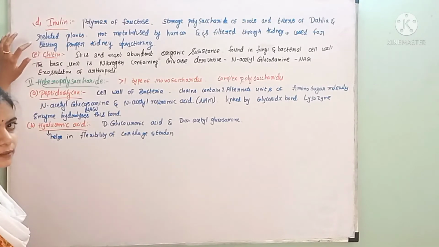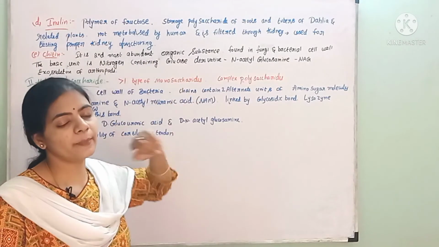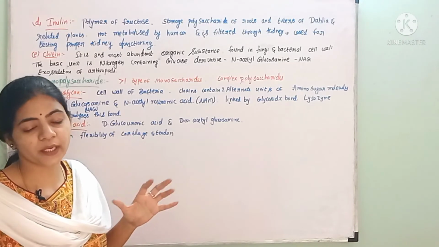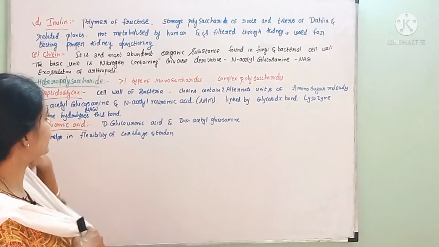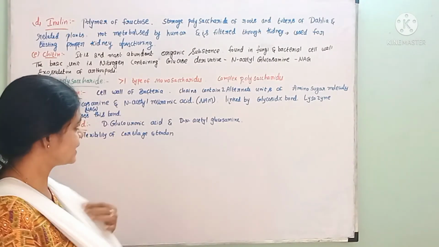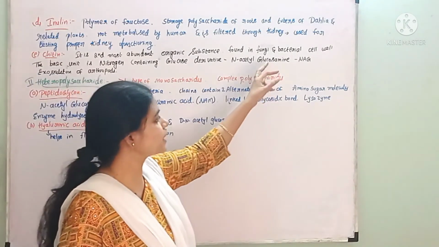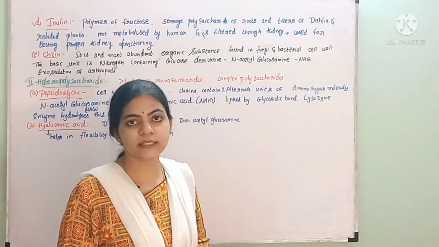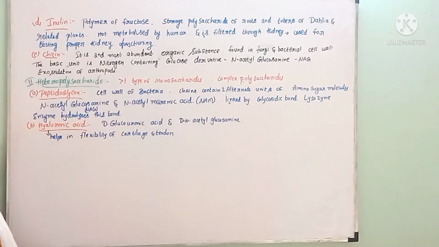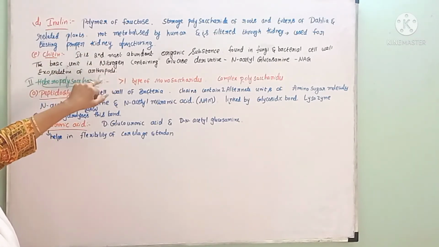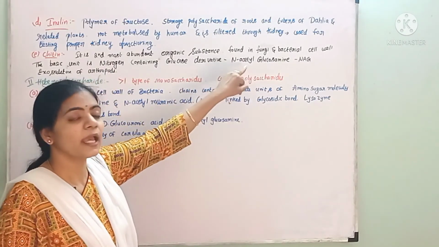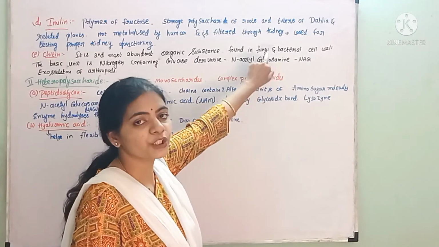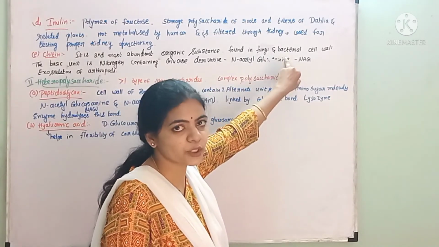And next one is chitin. Chitin is the second most abundant organic substance on the biosphere. What is the first most abundant component? That is cellulose, and the second is chitin. Where is it present? It is found in fungal and bacterial cell walls. The fungal and bacterial cell walls consist of chitin, and in chitin, the basic unit is a nitrogen-containing glucose derivative, that is N-acetyl glucosamine. In short, it is called NAG.